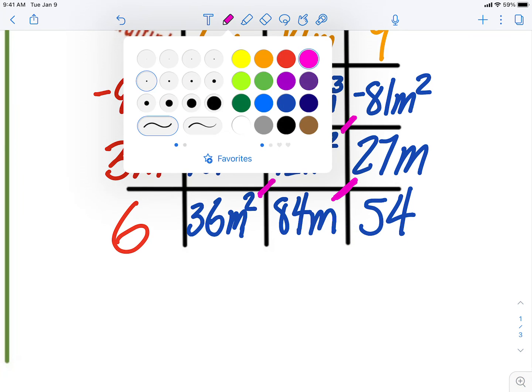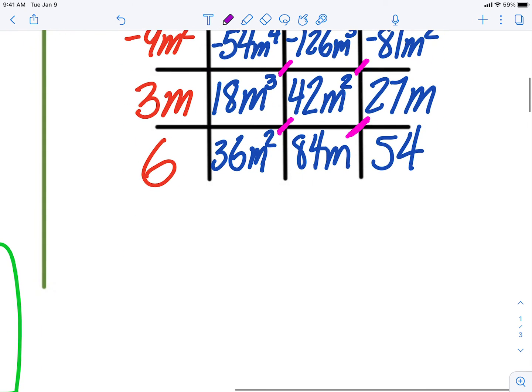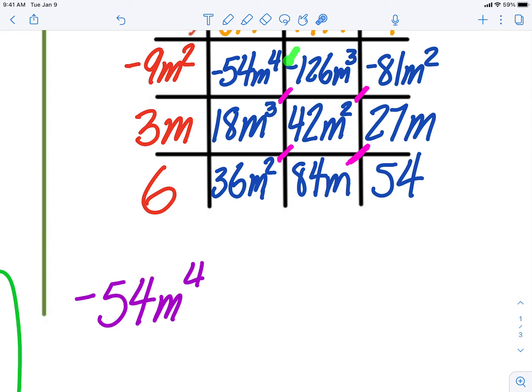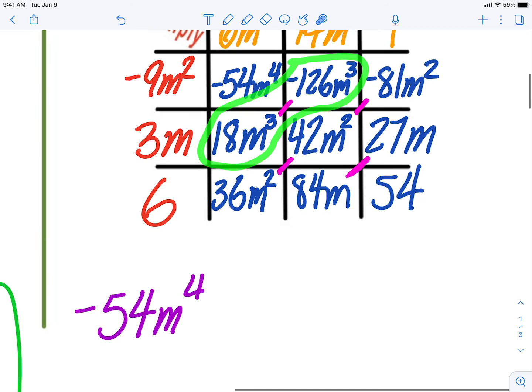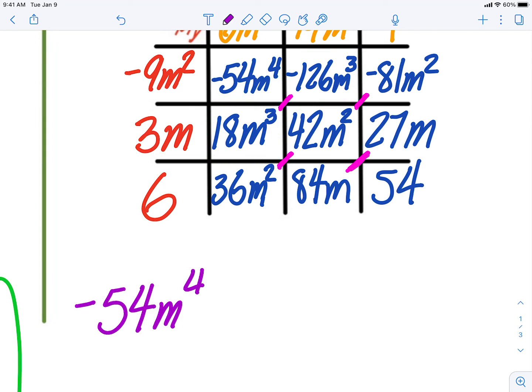Right? So let us start with top left, which gives us negative 54 m to the power of 4. Right? Now let's do the powers of 3's here. These two. Negative 126 and 18 are not the same sign, so I got to subtract. 126 minus 18 gives us negative 108. Remember, use your calculator, m to the third.